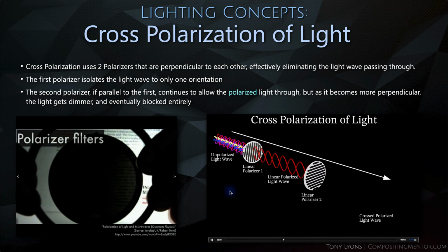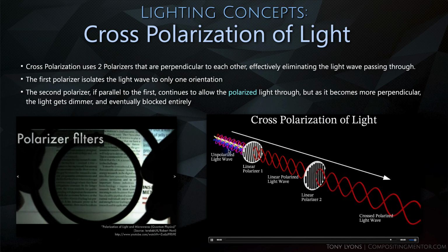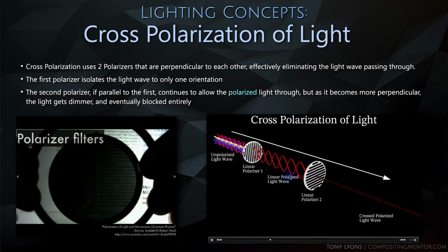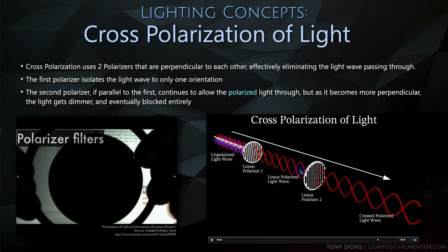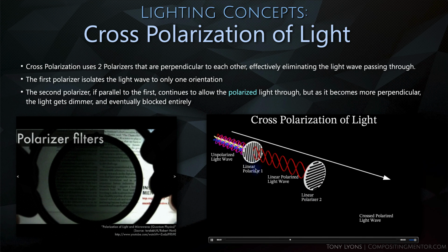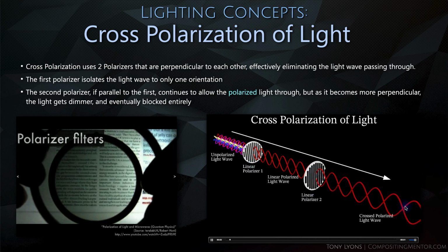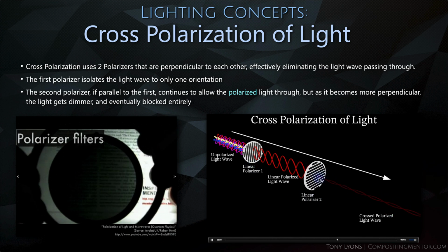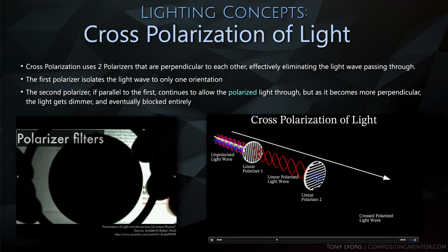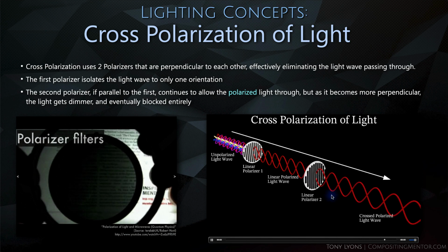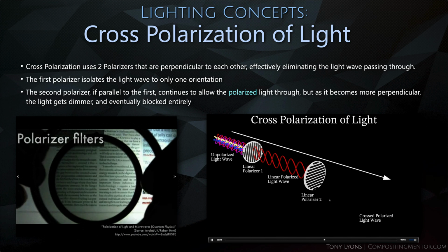So we might want to look at this 3D representation to get a better understanding. So we have the unpolarized light wave. It passes through the first polarizer and is vertical in this case. And if the second polarizer is the same orientation, so vertical, the light will continue to pass through. And as the polarizer turns and becomes perpendicular, the light dims and eventually gets blocked entirely, so no light is let through.